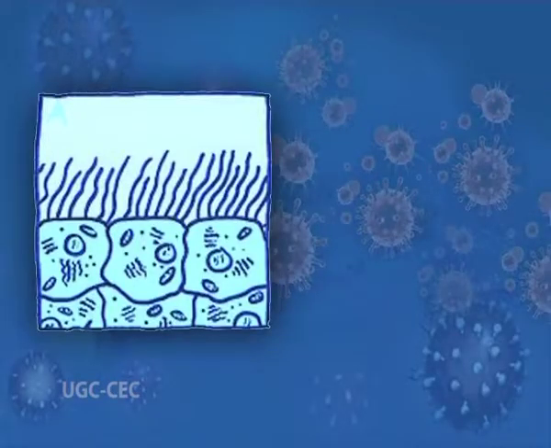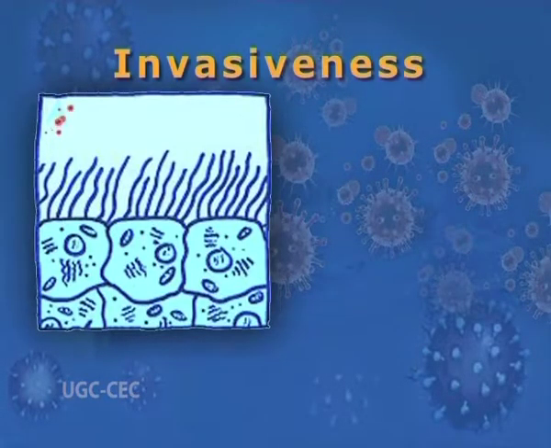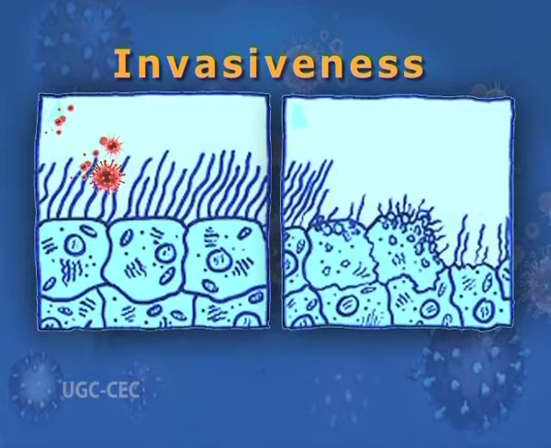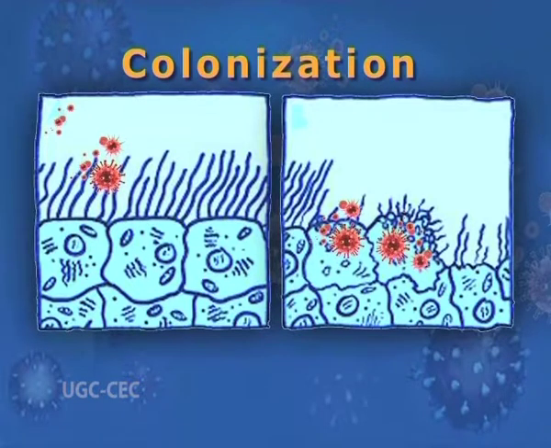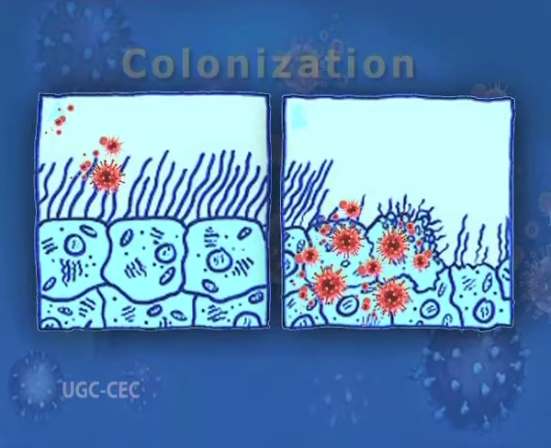The third step of pathogenesis is invasiveness, the ability of a pathogen to grow in the host, inhibit host function, and cause damage without producing a toxin. The fourth step is colonization. The availability of nutrients is most important for pathogens to grow locally at the site of invasion or to spread throughout the body.